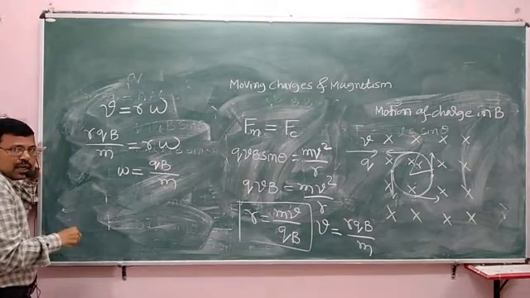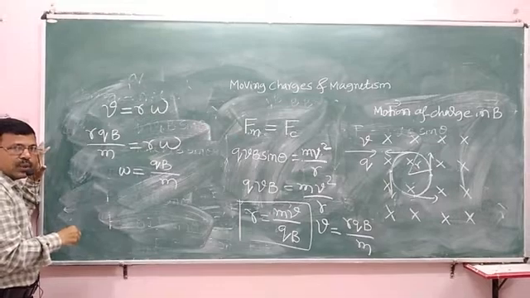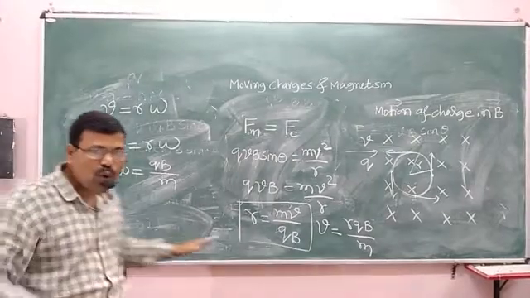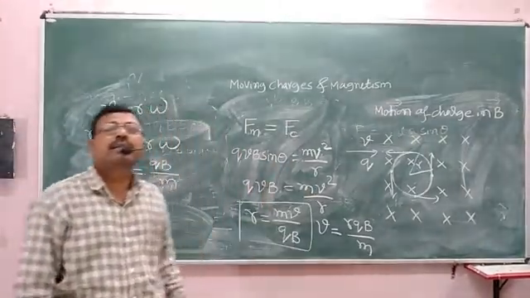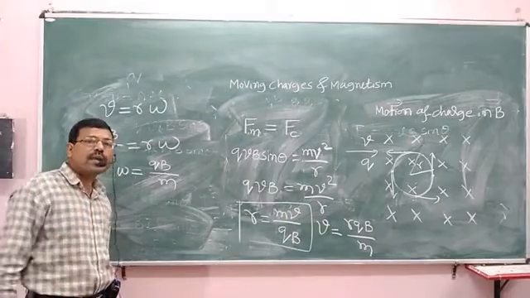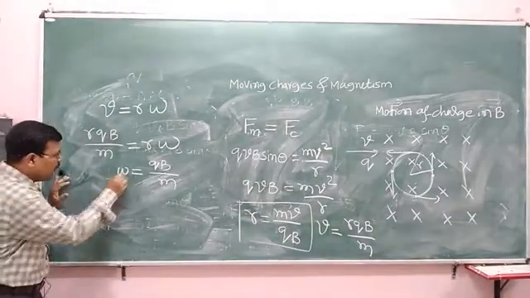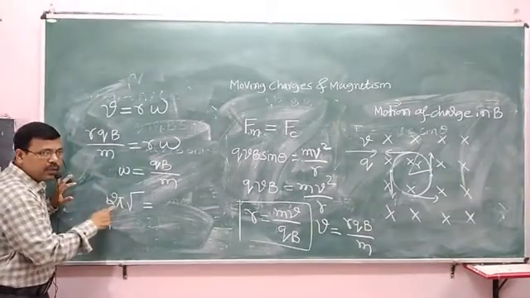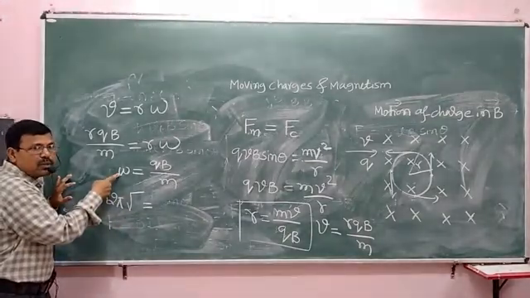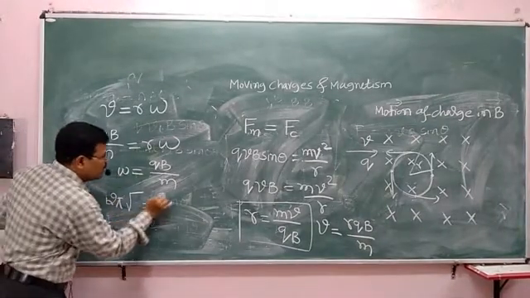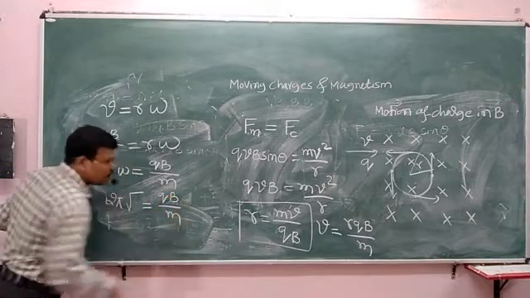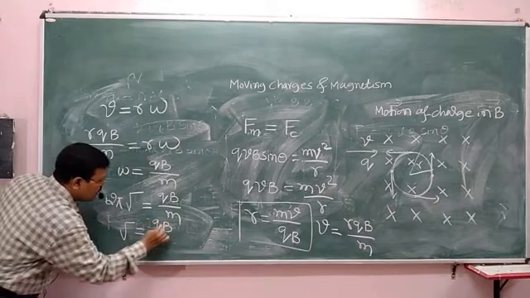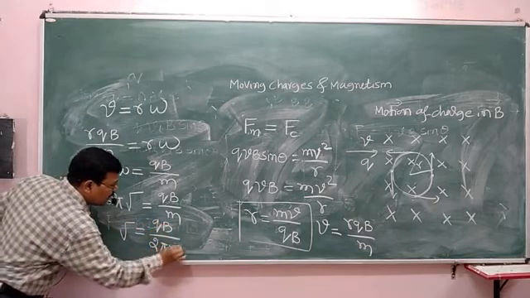We know the relationship between omega and nu, the angular frequency and the linear frequency. Angular velocity is also called angular frequency. So we write the angular frequency as 2 pi nu. Omega is 2 pi nu, where nu is the linear frequency. Omega is qB by m. Then how do we write nu? nu is equal to qB divided by 2 pi m.